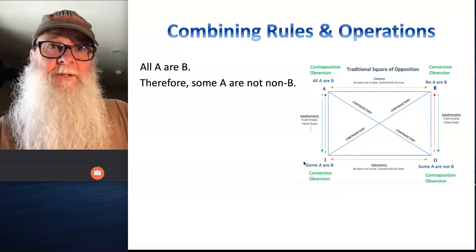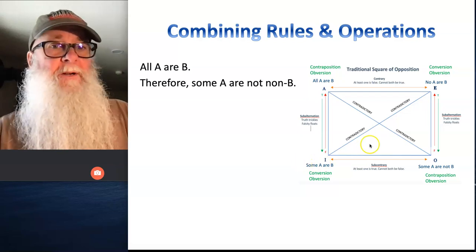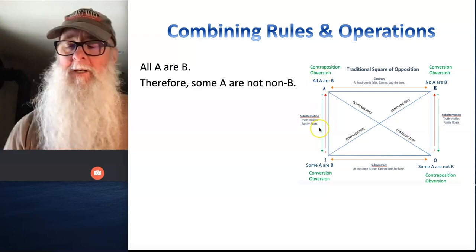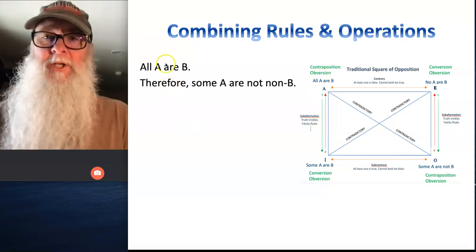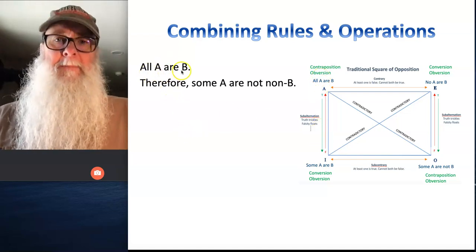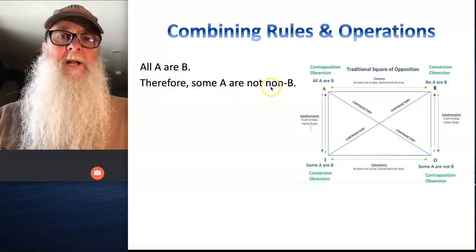All right, so the first thing we want to do is make sure we have our traditional square of opposition handy and that we have our definitions of aversion, conversion, and contraposition with us. And then we can look at our argument. All A are B. Therefore, some A are not non-B.